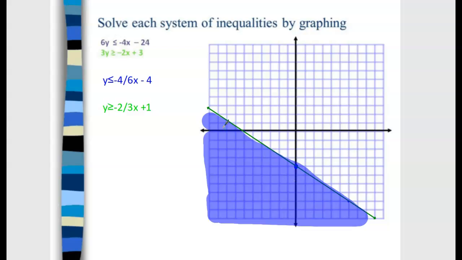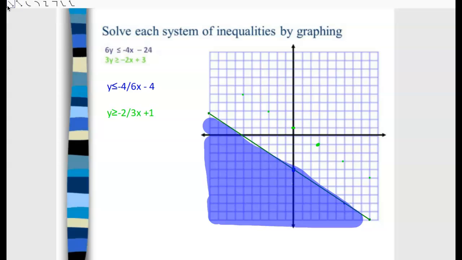Graphing our second line goes through a positive 1. It goes down 2 and over 3. And then my line is solid. Y values are greater than, which tells me we shade above.